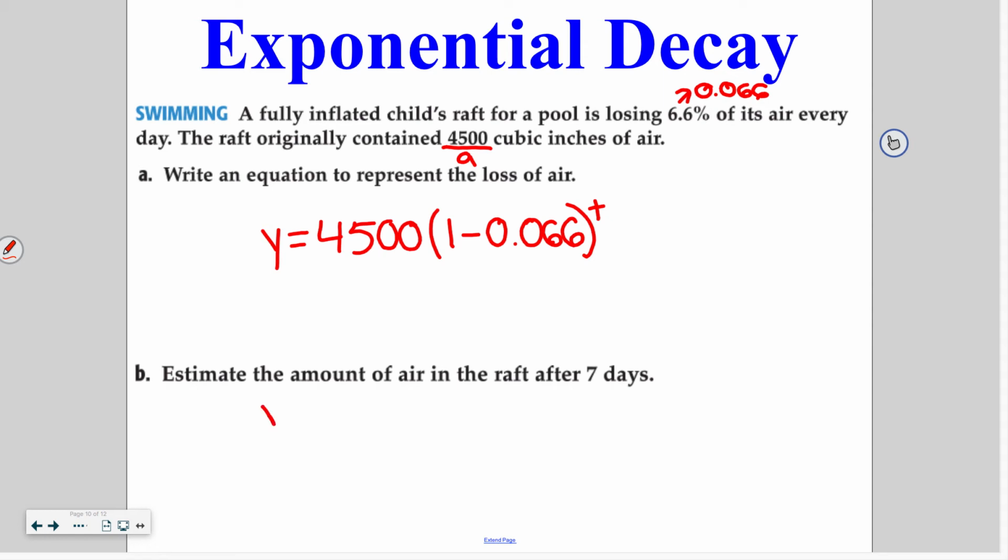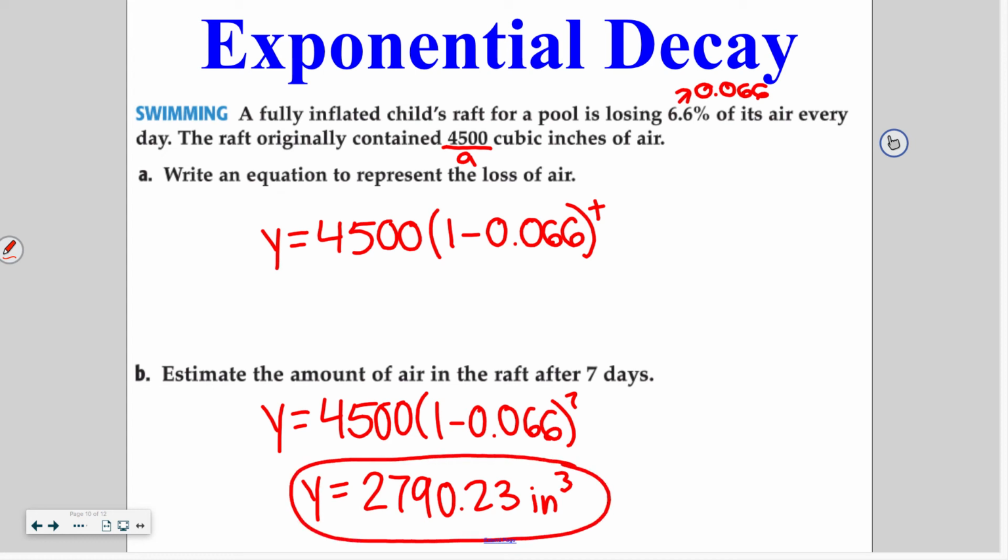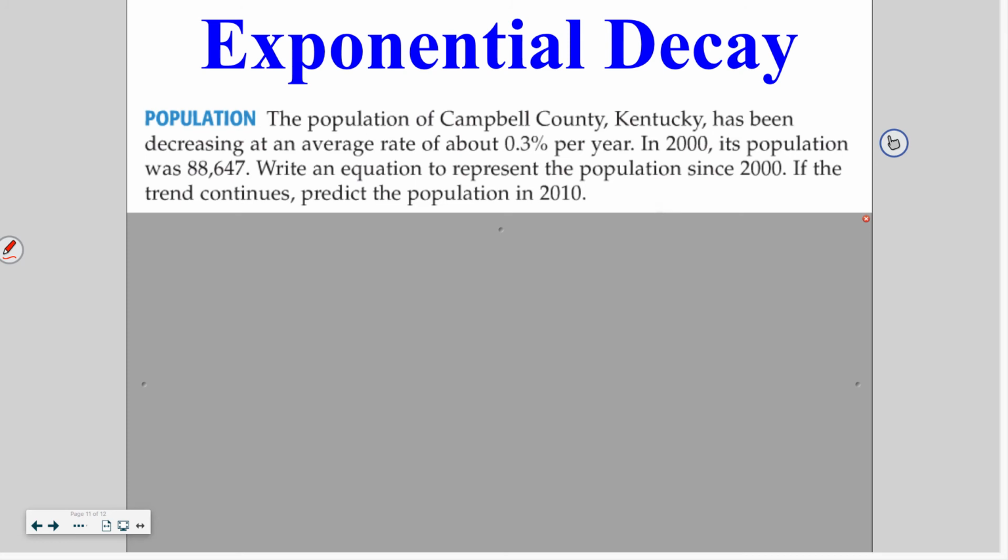For the second part, it tells us that we are looking at 7 days. So we have our same equation, just plugging in 7 for our exponent, and we are going to get a final answer of y equals 2,790.23 cubic inches of air. So just plugging in those values into the formula. Go ahead and try this one on your own.